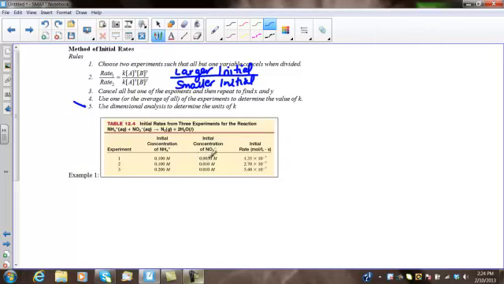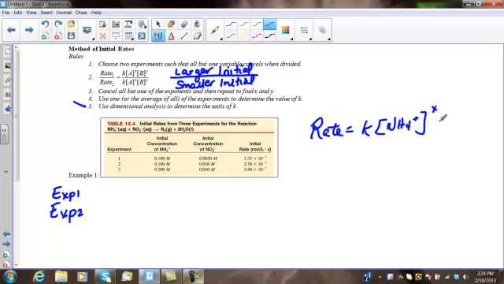So I'm going to look and see where I have things constant. In experiment 1 and 2, I have the initial concentration of NH4 constant. So I'm going to compare experiment 1 and experiment 2. And our initial rate should have the form rate equals K times the concentration of NH4 plus to the X, which is what we're trying to determine, times the concentration of NO2 minus to the Y.